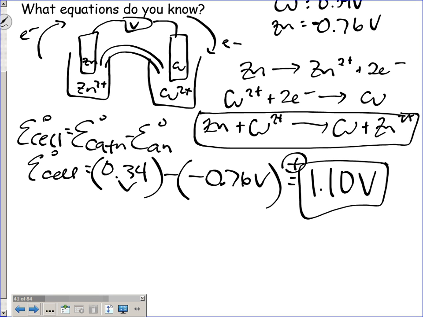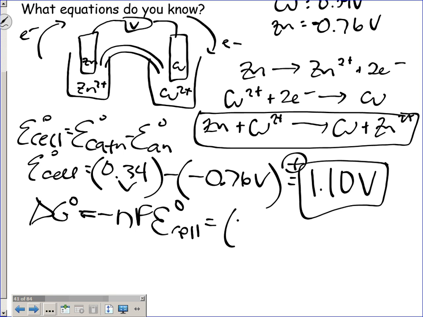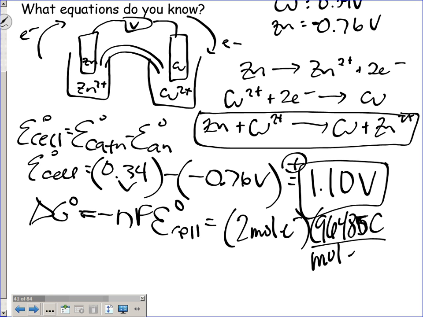How would you calculate delta G from this? You're going to do the moles of electrons times the constant. So delta G equals, what's the formula? Negative nFE. All right. So go for it. How many moles of electrons? 2 are transferred. It's not 4 because 2 total are transferred across the board here. 2 moles of electrons times 96,485 coulombs per mole of electrons times 1.10 volts.